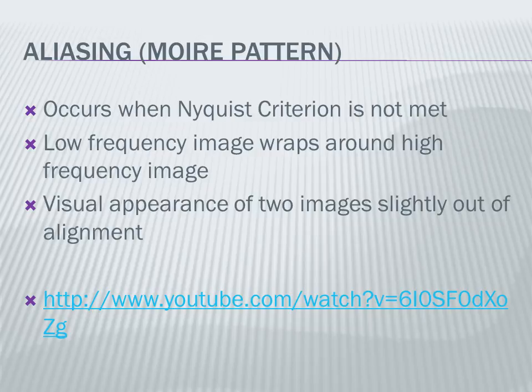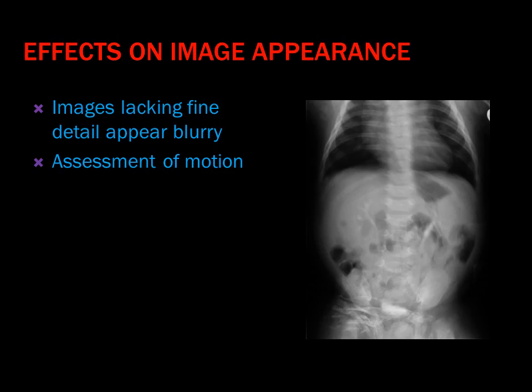Aliasing, or the Moiré effect, occurs when the Nyquist criterion is not met. Low frequency image wraps around the high frequency image. Visual appearance of two images slightly out of alignment in a Moiré pattern. Mistaken for grid error quite a bit, but it's not. It's only found in digital systems that don't completely read the image correctly. And again, another video is provided for you so that you can see what aliasing is and how this actually occurs.